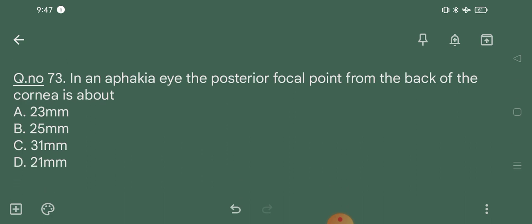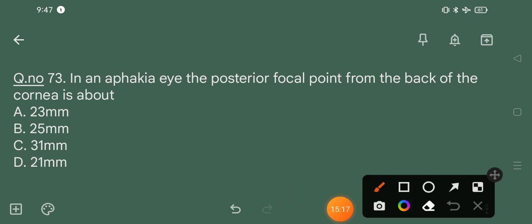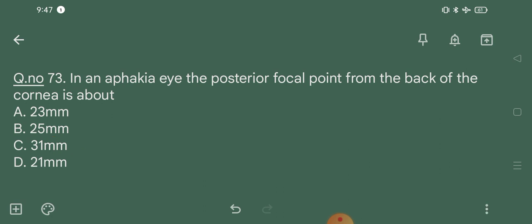Question number 73. In aphakic eye, the posterior focal point from the back of the cornea is about option A, 23 mm, option B, 25 mm, option C, 31 mm, option D, 21 mm. The correct option is option C, that is 31 mm.